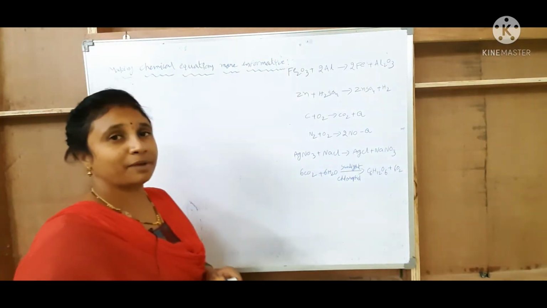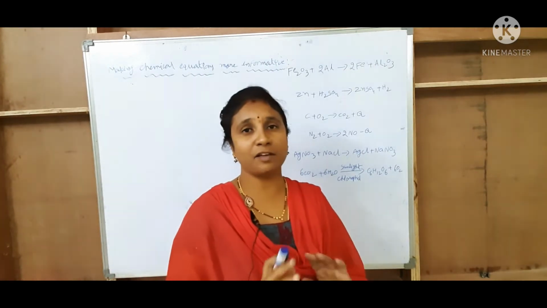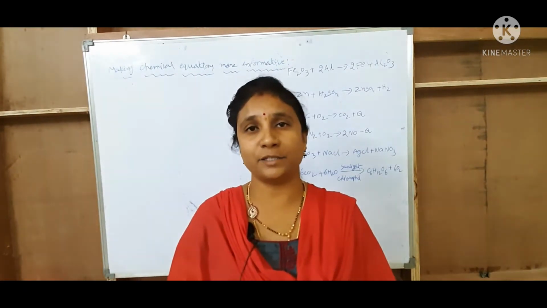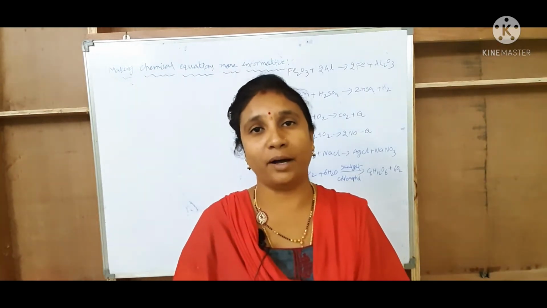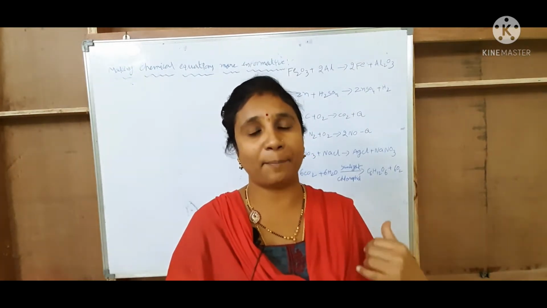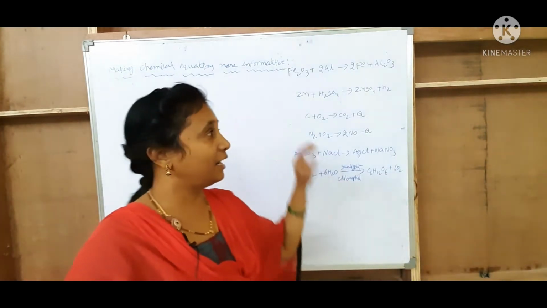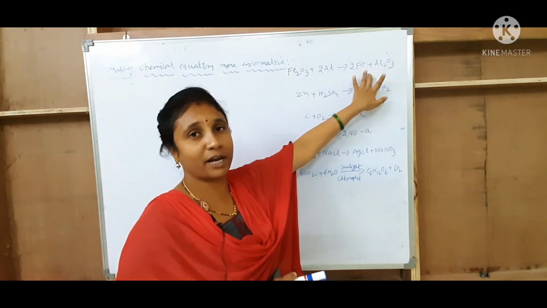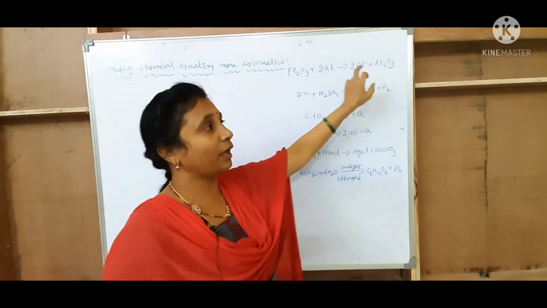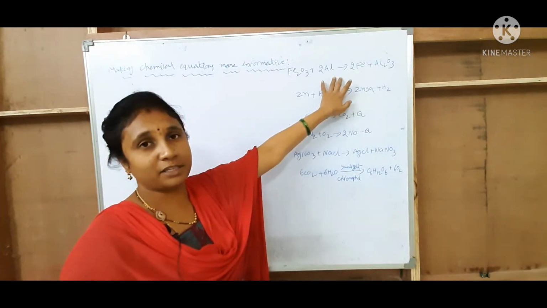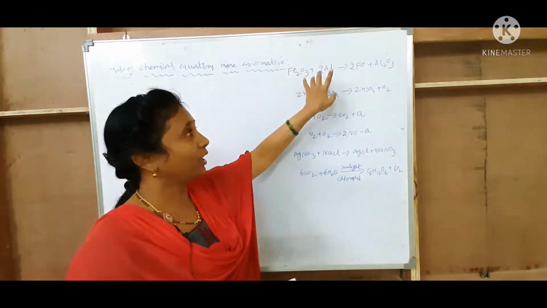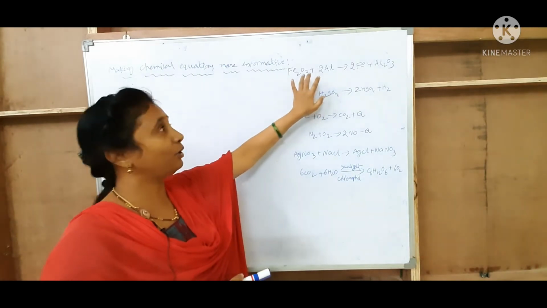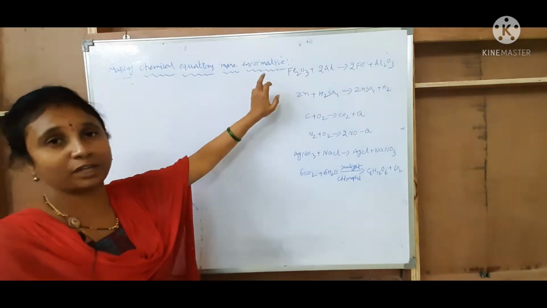Okay. In a chemical equation we have both the products and the reactants. The products and reactants are separated by the arrow mark. The left side of the arrow mark contains the reactants and the right side of the arrow mark contains the products. This is the chemical equation. This is the chemical reaction. In this we can specify the states, and then only the chemical equation can be more informative.